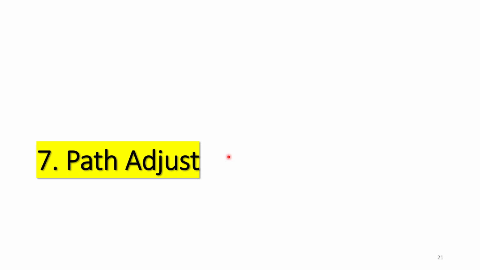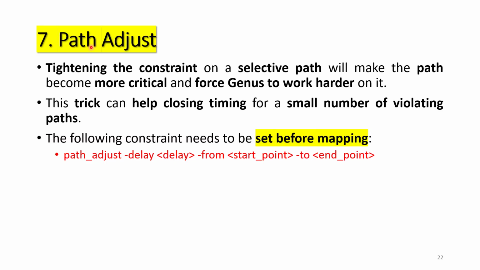Next, coming to path adjust. This is also one of the optimization techniques under timing. So path adjusting, tightening the constraints on a selective path, will make the path become more critical and force Genus to work harder. Specifically, we can force Genus to work on one particular path. Here the paths can be inputs to registers, register to register, register to output, or else from input to output. This trick can help close timing for a small number of violations.